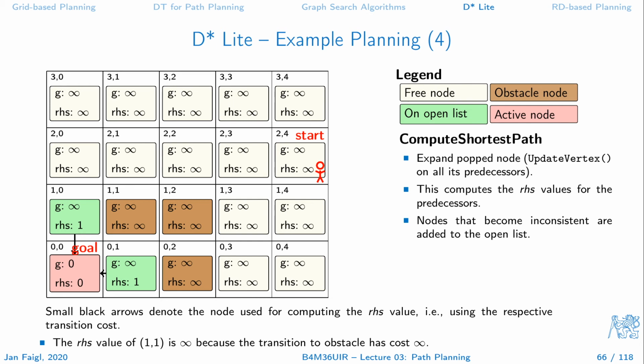So we compute the one step look ahead. We set it, okay, this is 1, this is 1. And these nodes become inconsistent. And the node on the diagonal is actually also expanded, but it is a transition to an obstacle, which is infinity, which means that this is consistent. So we will not expand this. It's not put to the open list.